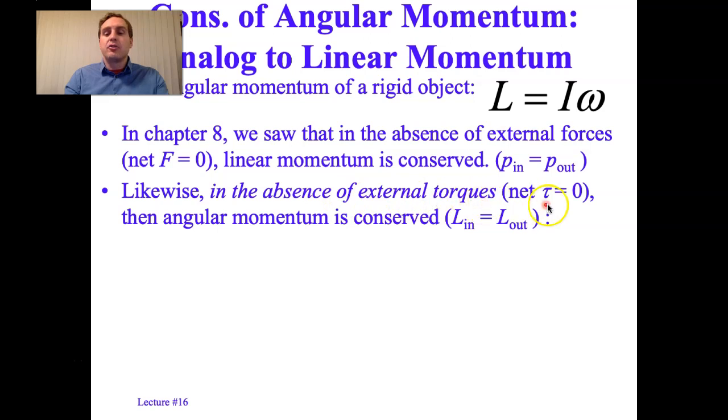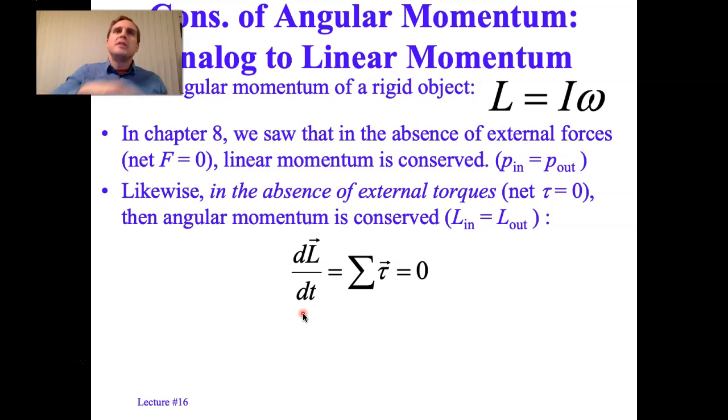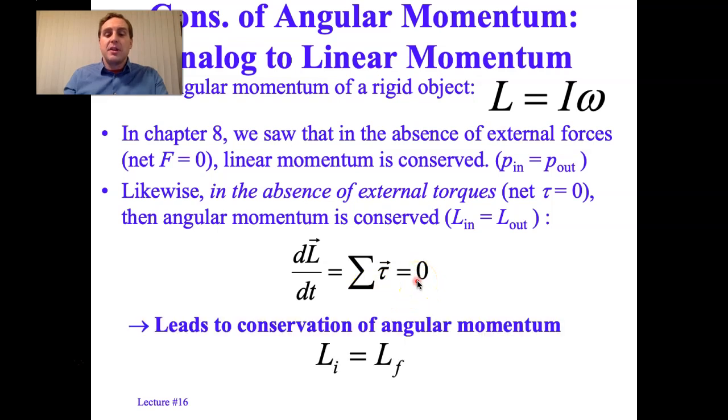Likewise, in the absence of external torques, where the net torque equals 0, the angular momentum is conserved. That's L in equals L out. So, if there are no external torques, if all the torques are internal, that doesn't mean there's no torque in the system. It just means that when you draw a circle around the system, with many objects, all the torques go between the objects. That is to say, the change in the angular momentum with respect to time is 0, then the net torque is 0, and the angular momentum is conserved.